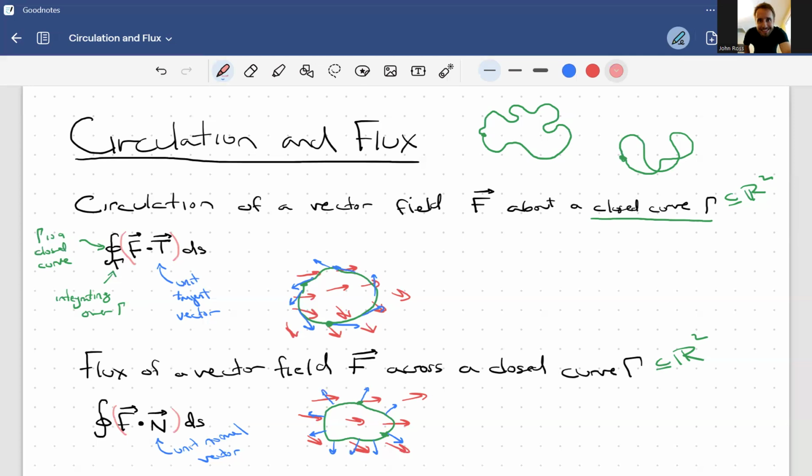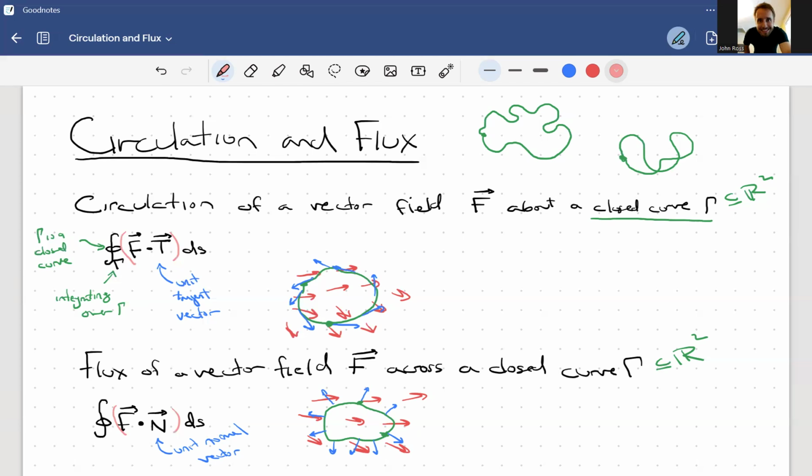And so both the circulation and the flux in practice are actually scalar line integrals, right? They are scalar quantities that we're integrating up over this curve. So they are scalar line integrals. All right. So those are going to be our definitions and our framework.